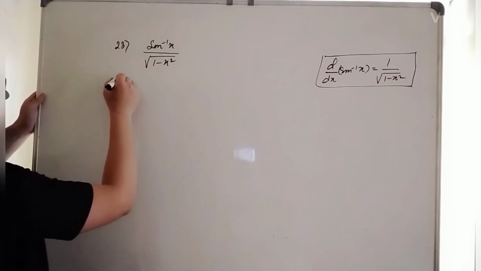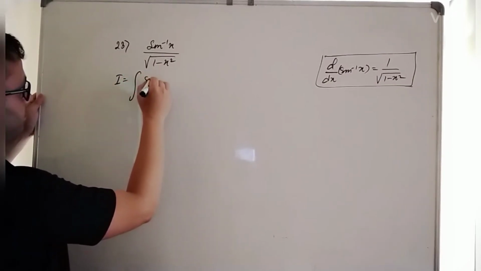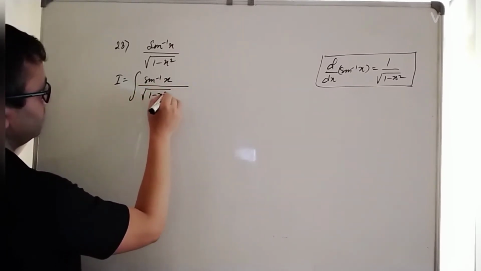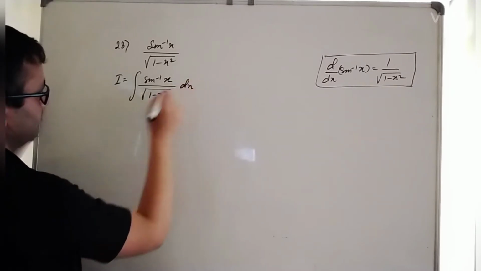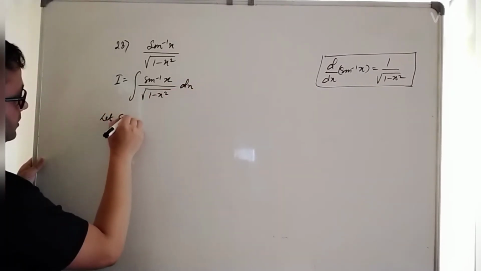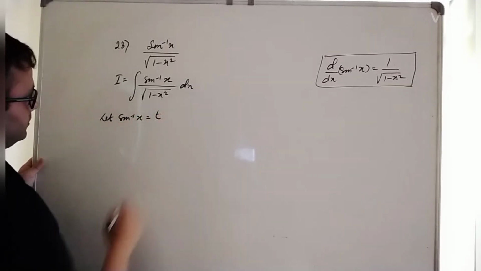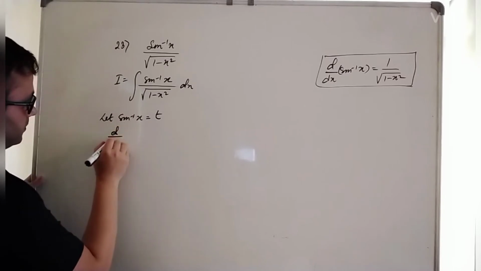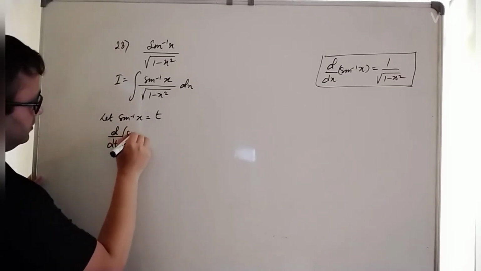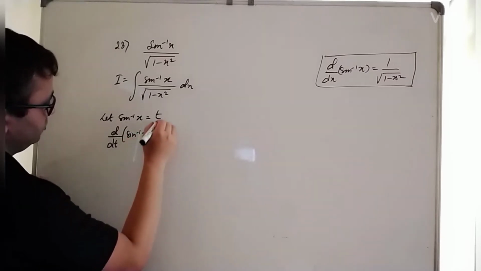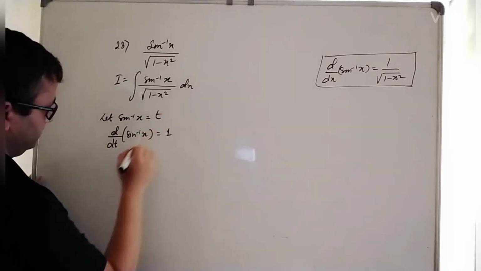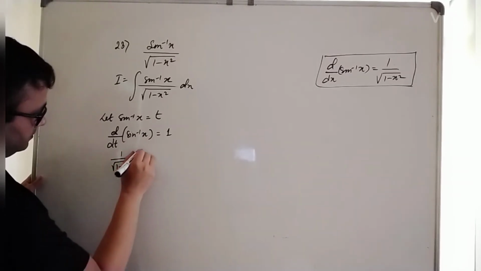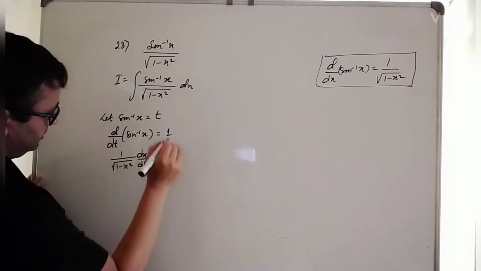So first we will write I equals integration sin inverse x divided by root under 1 minus x square dx. Let sin inverse x equal t. Sin inverse x is t. So now differentiate it with respect to t. d by dt of sin inverse x equals differentiation of t with respect to t, which is 1. So now the differentiation of sin inverse x is 1 by root under 1 minus x square dx by dt.